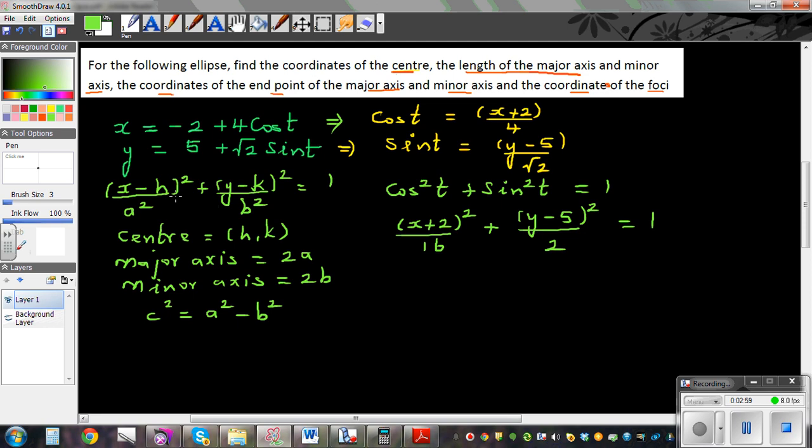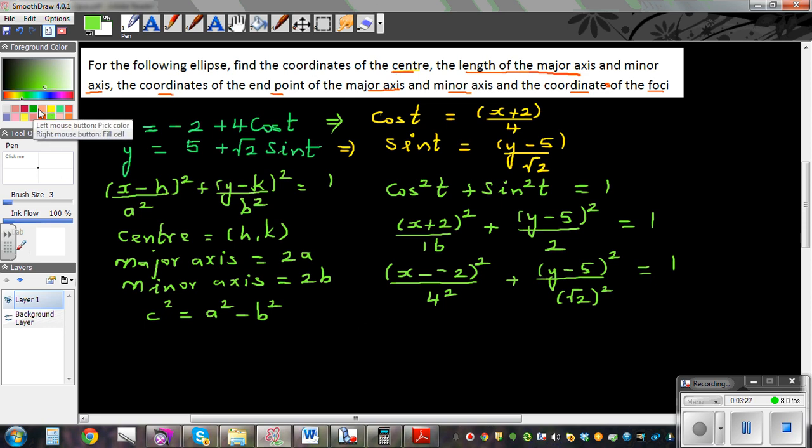Now, comparing with the standard form, can I write it like this? This is (x take away negative 2) squared over 4 squared, plus (y take away 5) squared over root 2 squared, is equal to 1. So from this I can say the center is going to be negative 2 comma 5.